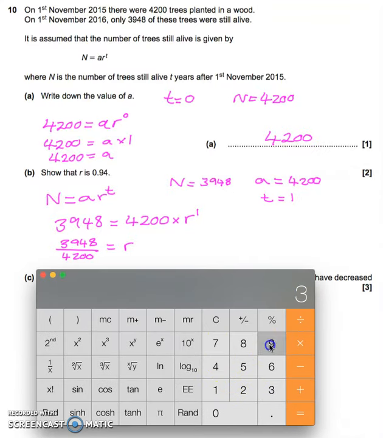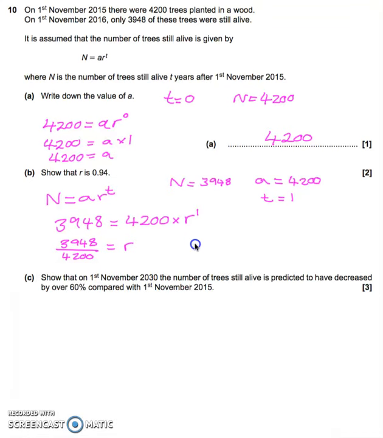So 3,948 divided by 4,200 equals 0.94. So R equals 0.94. We've shown what they wanted us to do, and that's the working that gets us the 2 marks on this question.